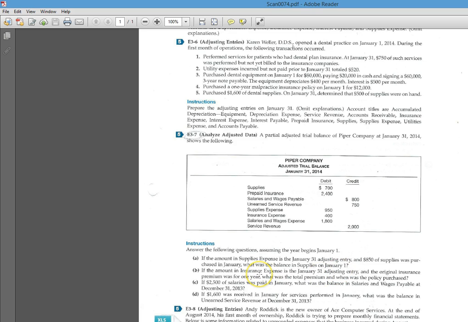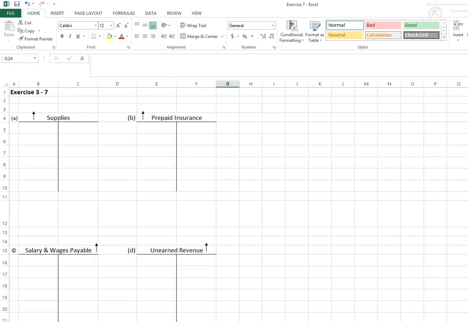Likewise with B, we're asked about insurance expense and have to recognize its related prepaid insurance account. On C, salaries payable, which hopefully you recognize would be related to the salary expense account. And then on D, we're asked about the unearned revenue account and somewhat connecting it to service revenue. So let's pull up.